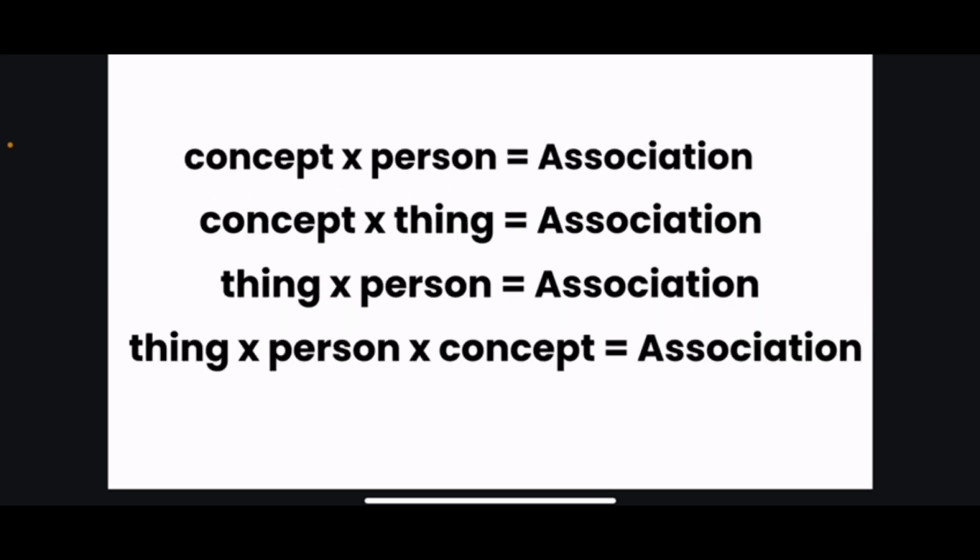I like using formulas because they make things very easy to remember. So, association is concept times person equals association, or a concept multiplied by a thing equals association. A thing multiplied by a person equals association. A thing multiplied by a person multiplied by a concept also equals association.